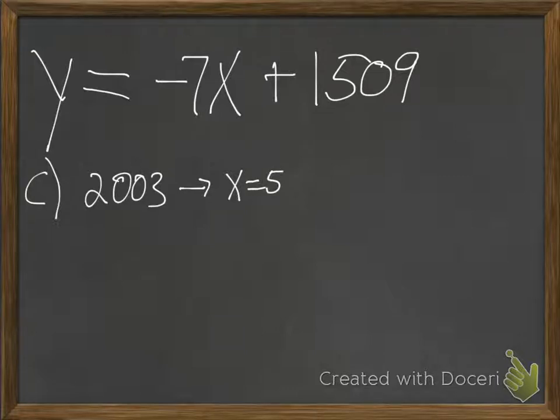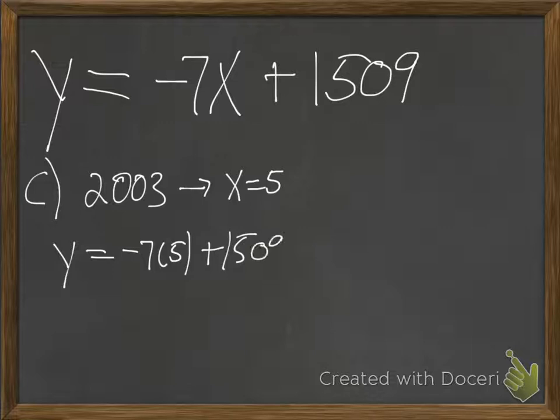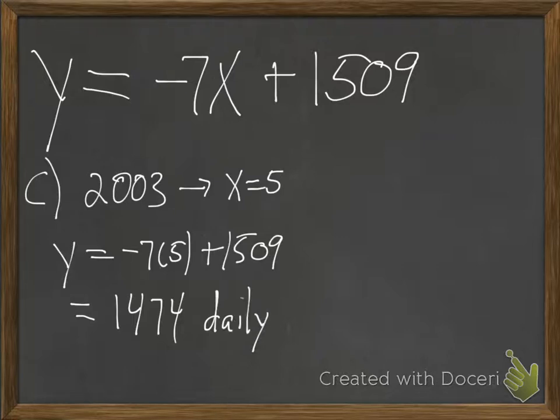Then we can go into our equation and plug in 5 for x. And we work that out. Negative 7 times 5 is negative 35, 1509 minus 35 will leave us with 1,474 daily papers.